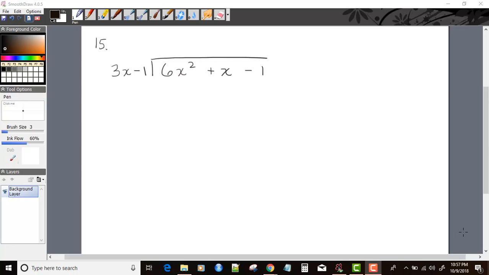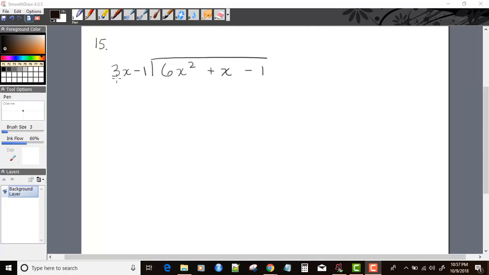I'm looking at number 15 on our independent practice. And I've already written the problem, 6x squared plus x minus 1 divided by the polynomial 3x minus 1. It's already arranged in standard form, so I've already done the first step. And now I'm going to follow the long division: divide, multiply, subtract, and bring down.